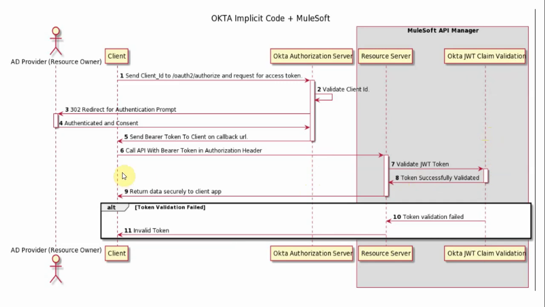So there is one difference between authorization code and implicit code. In authorization code we have one extra step: first we get the authorization code, then we generate the token, then we send the request. In this case we don't request an authorization code, we directly request the token. Once we get the token from the authorization server, we can use that token to send the request to the resource server, and the resource server will send back the response to us.